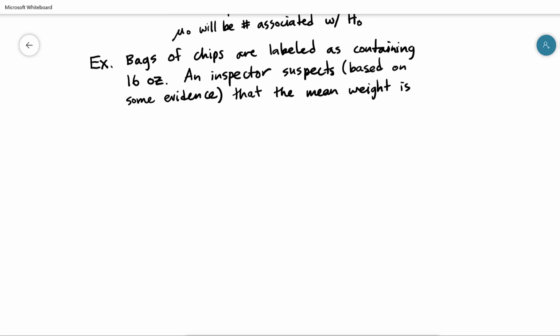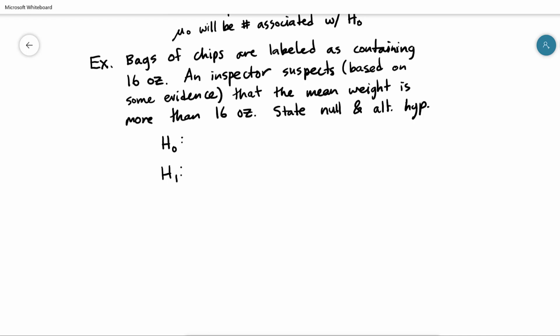Let's see here. So I just want to state the null and alternate hypothesis. So again, the way that we do it is with our two statements that start like this. Every one of these problems will start with this. We've got our place where we're going to state what the null hypothesis is, and we have our place where we're going to state what the alternate hypothesis is.